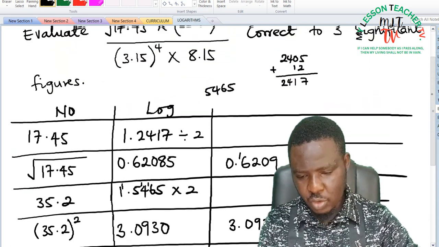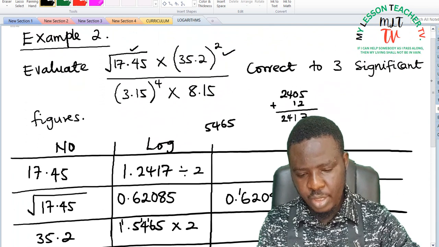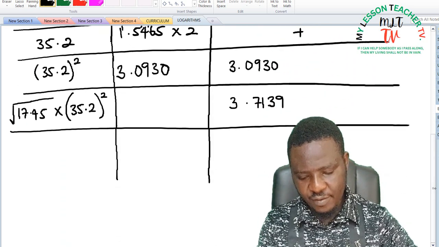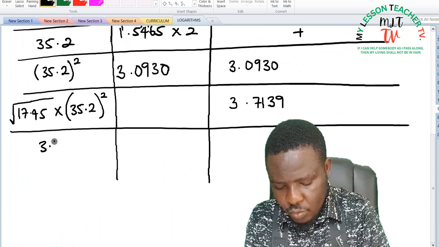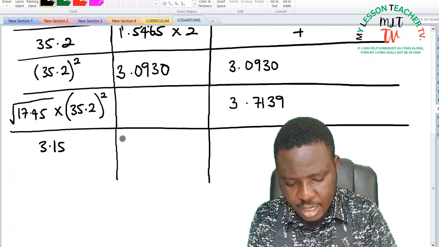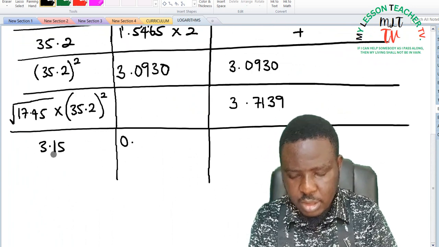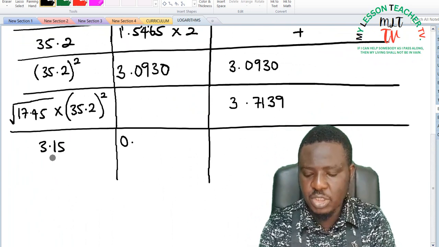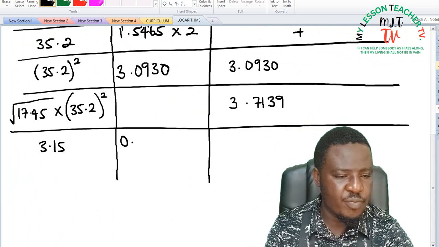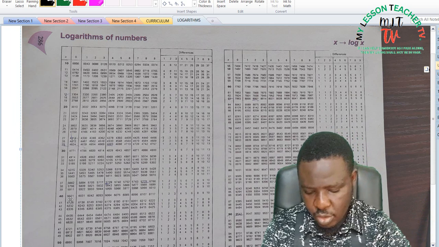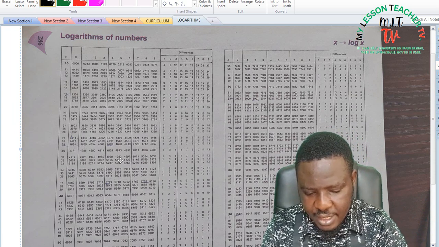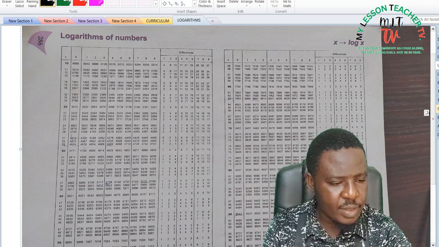Next is the denominator. We'll do same to the denominator, 3.15. I'll then look for the value of 3.15. The characteristics is 0. Then you get a mantissa, which is 31 under 5. 31 under 5 gives us 4983.